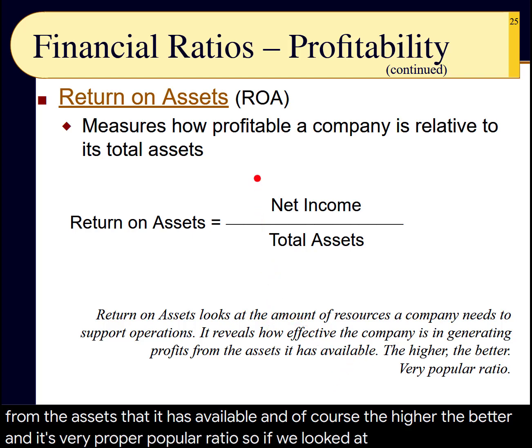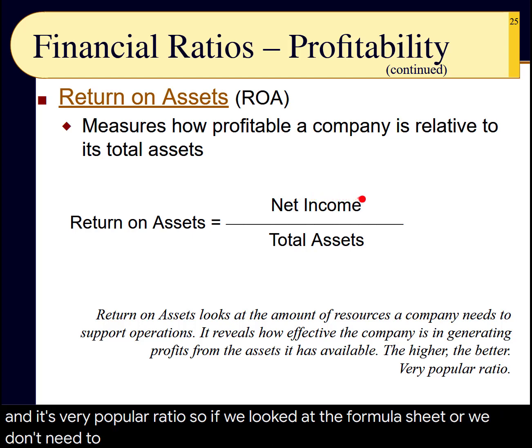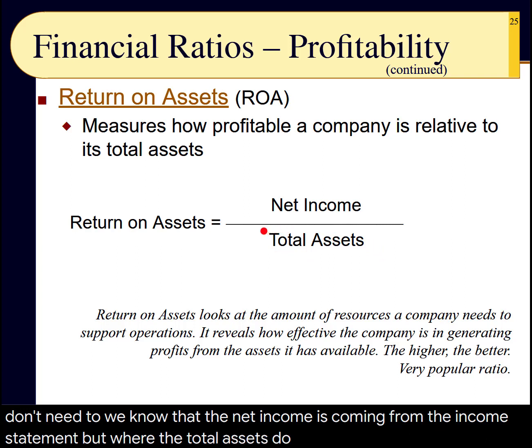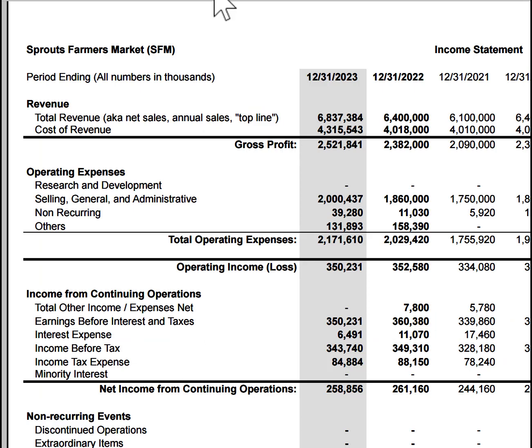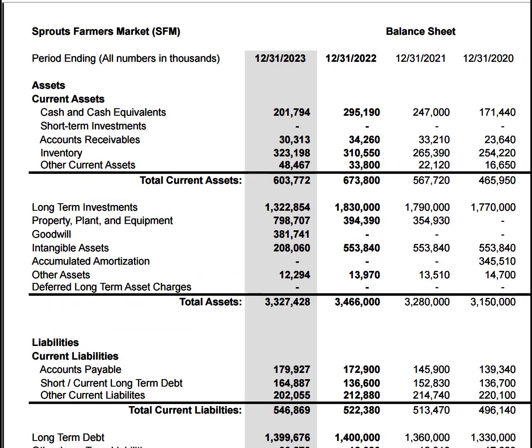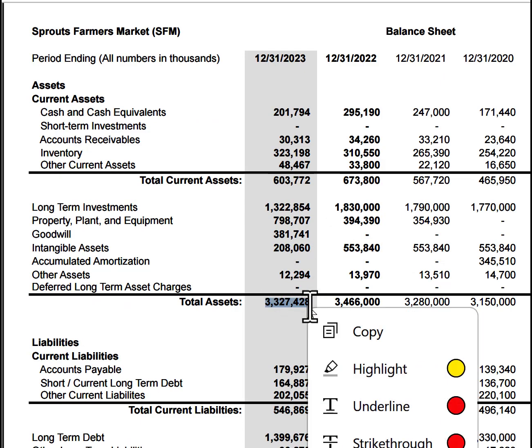So if we looked at the formula sheet, or we don't need to, we know that the net income is coming from the income statement. But where are the total assets? Do you remember? Right, they're on the balance sheet. So we remember that net income is what? 258,856. But now we've got to go look at the balance sheet to find the assets. And the total assets are $3.327 billion. And so if we do that calculation, we get a return on assets of 7.78%.